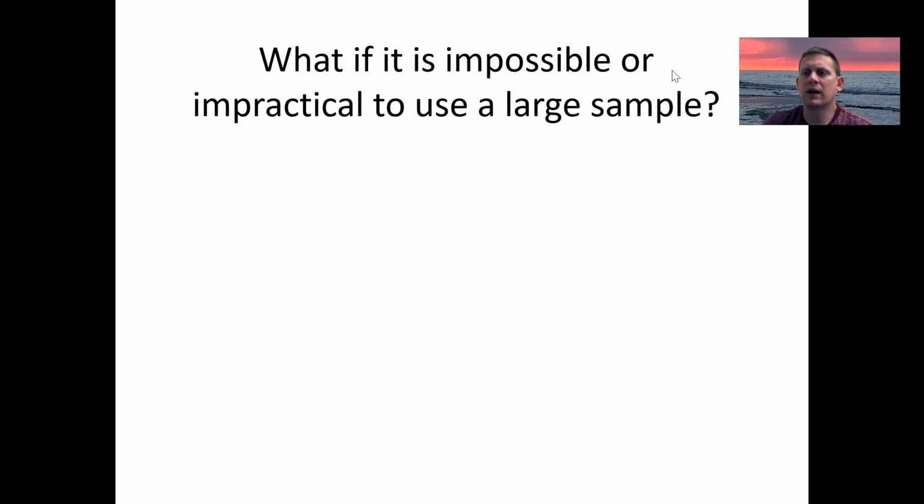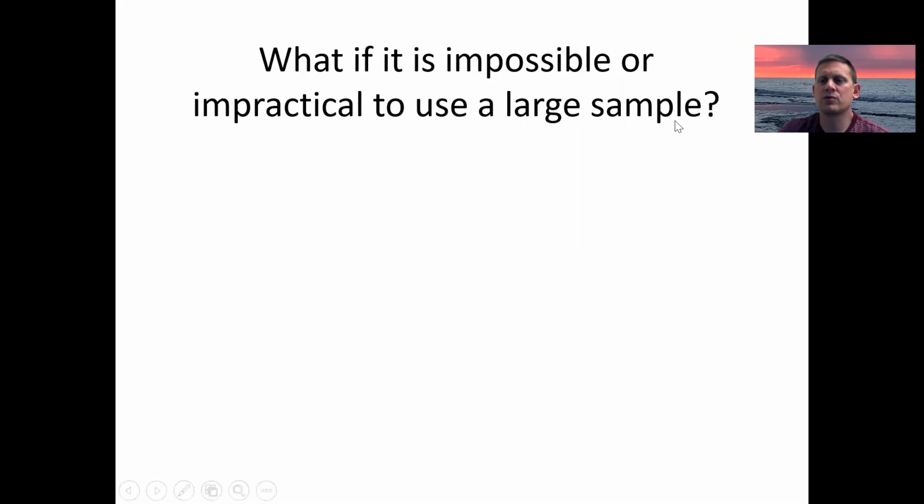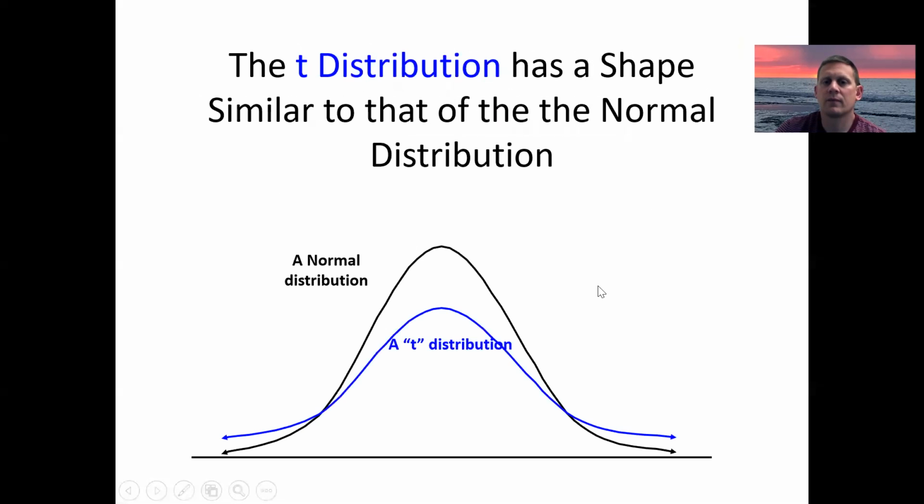All right, so we're not going to have a large sample. It's impractical to use a large sample. It's impossible. We just don't have the resources to collect a large data set. Maybe the sample can't be large because it's not a very big population to begin with. So for whatever reason, we don't have a very large sample. So then does that mean we just can't do a confidence interval? No, we can. We just have to change a couple things. So we need to do a T distribution.